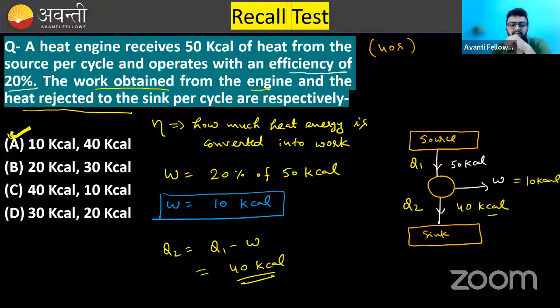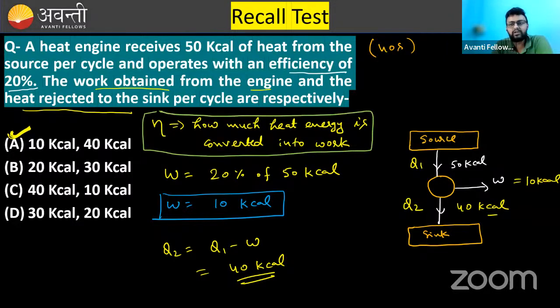First we write work done, then heat rejected. So 10 kilocalorie and 40 kilocalorie will be the answer. I think it is clear now. That is a very simple question. You can remember this definition as well: the definition of efficiency, what is the meaning of efficiency. Now moving further.